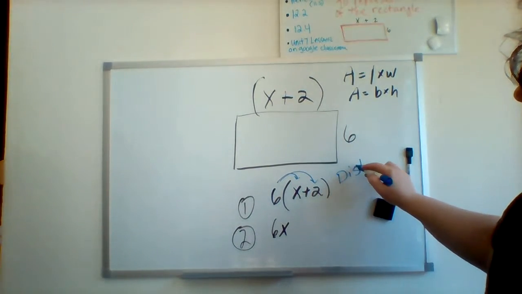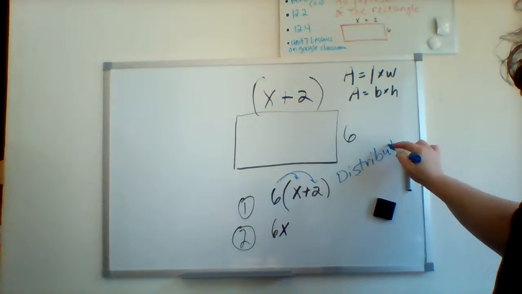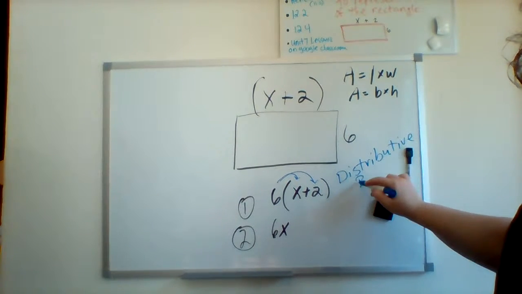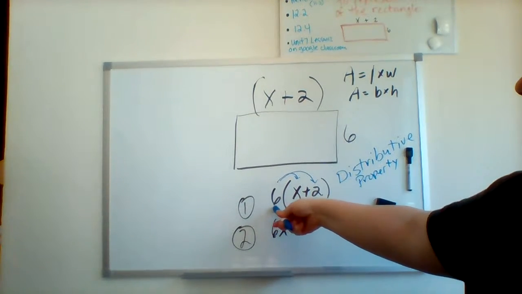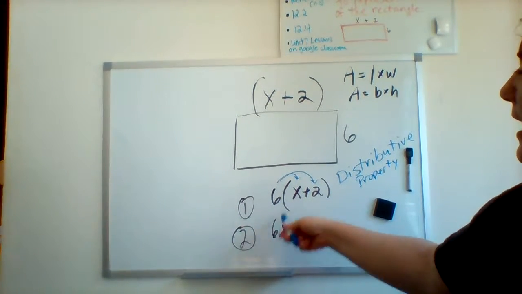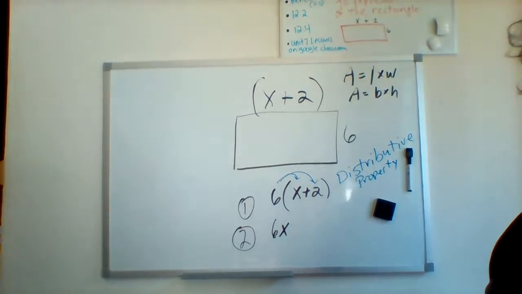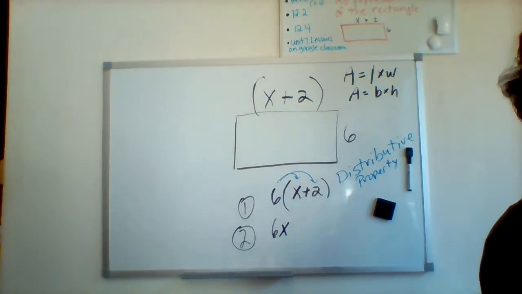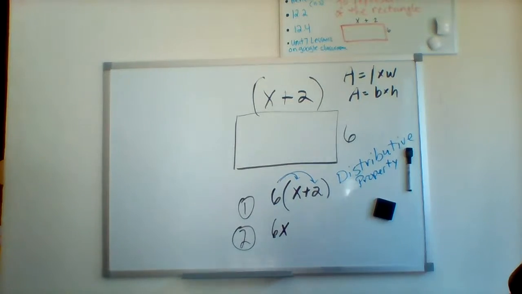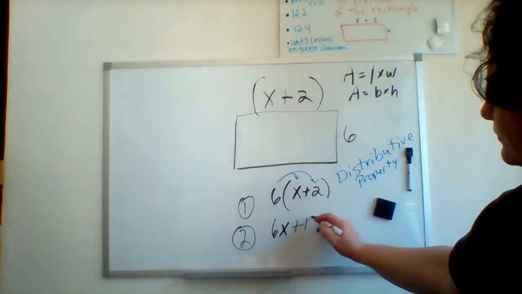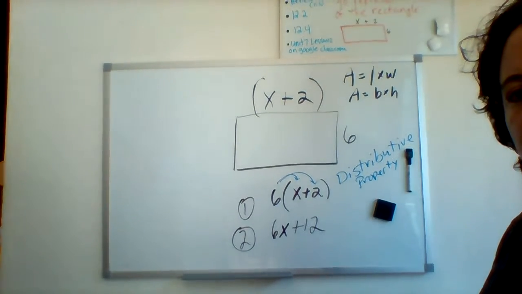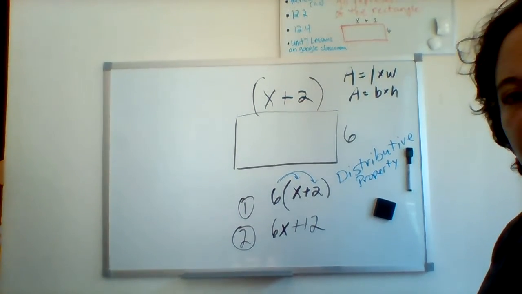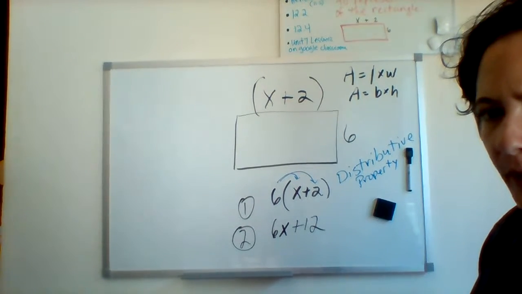okay, you distribute the 6. 6 times x is 6x. What's 6 times 2? And boom, you're done. That's 2 equivalent expressions, and they both represent the area. Okay, nice job.